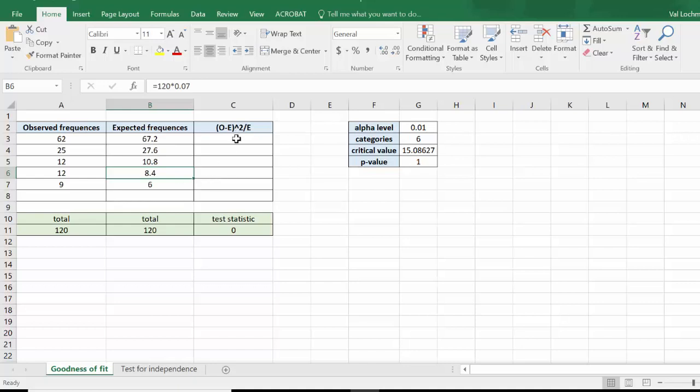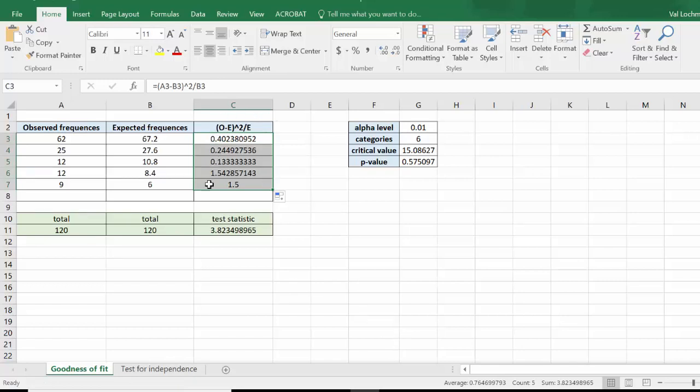So the chi-square test statistic, how is that computed? We're going to do the following computation over here. I'm going to say observed value minus expected value, squared, divided by the expected value. And I need to do all of this for every one of my categories, so I'm just going to drag it down.